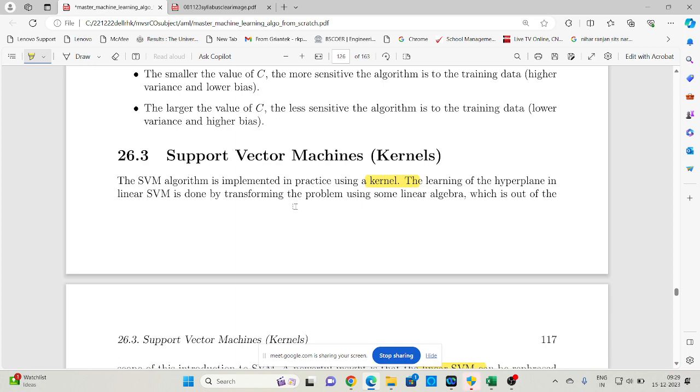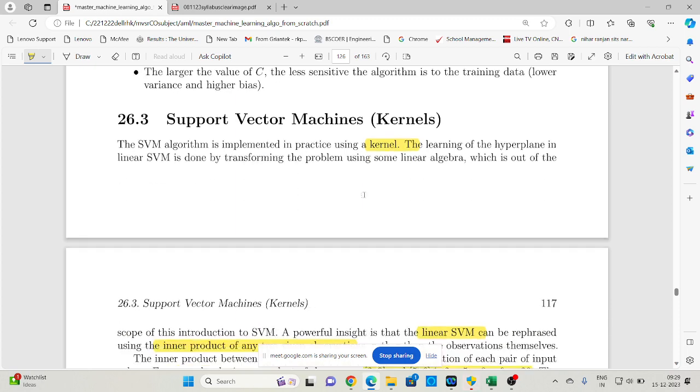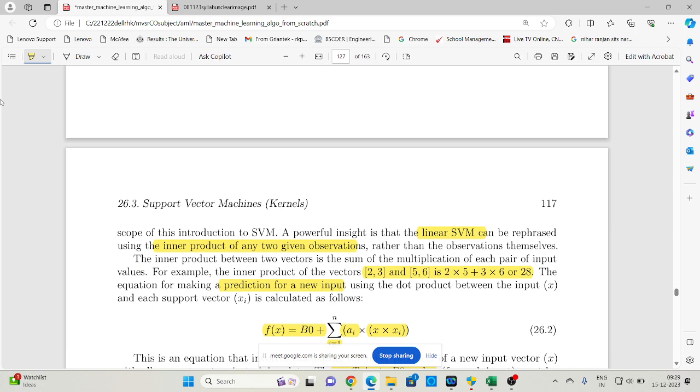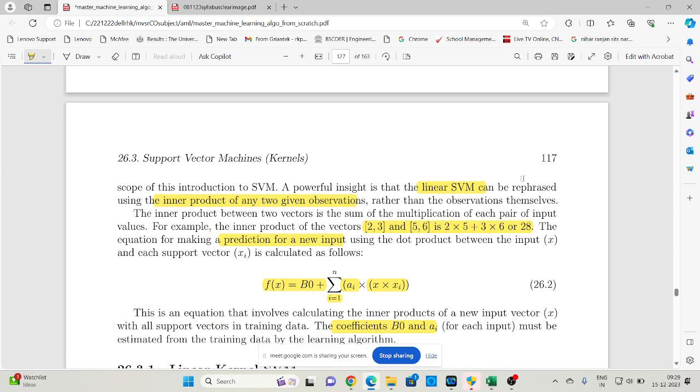SVM, or support vector machine, is implemented using a kernel. A linear SVM uses an inner product of any two given observations. For example, let us say you have two vectors. The first vector is 2 comma 3. The second vector is 5 comma 6. The inner product is 2 multiplied by 5 plus 3 multiplied by 6, leading to 21.